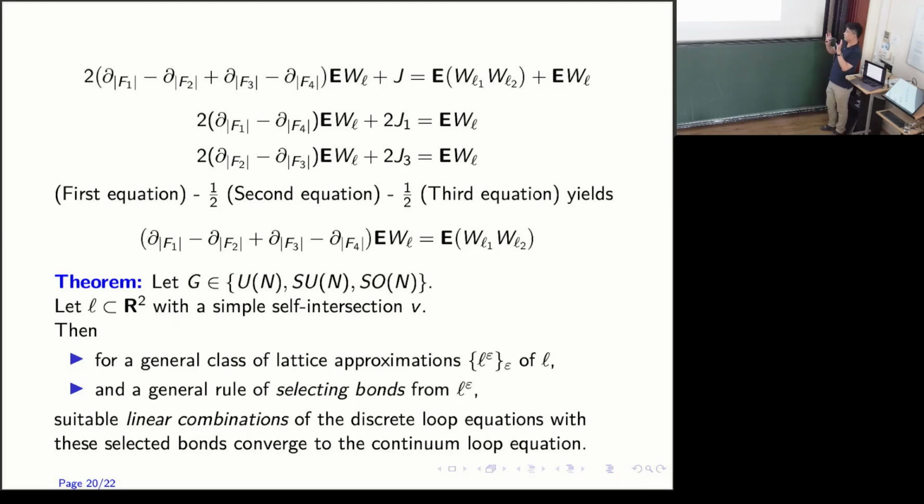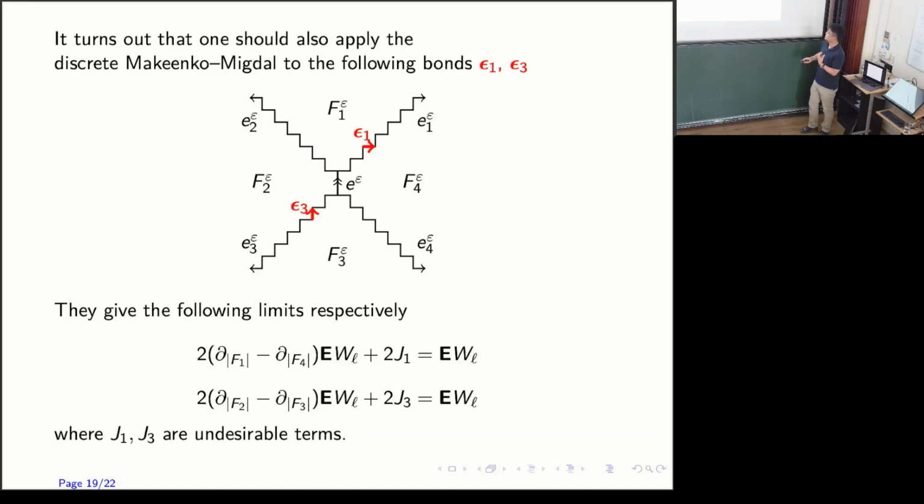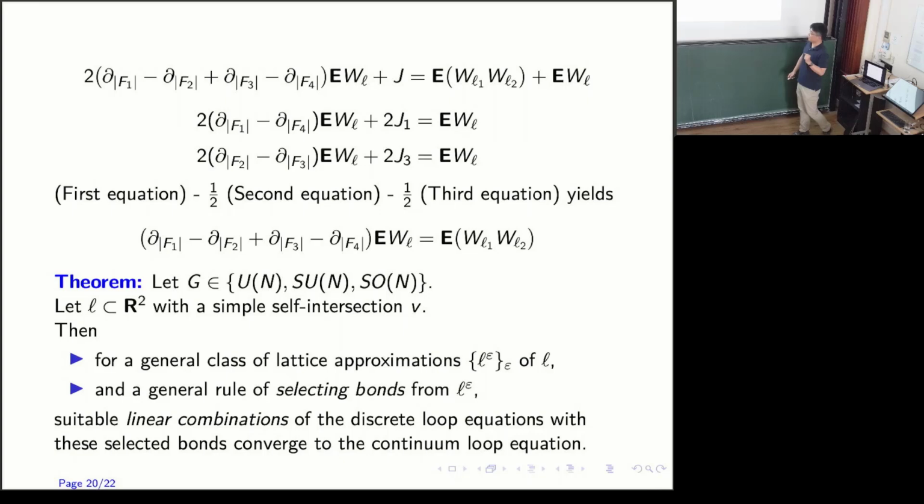Okay, so now what's the formulation of our theorem, right? To answer our earlier question, in what sense do they converge? Basically, suppose L is what we call a self-intersection. Ignore the symbol. Then we can consider a large class of lattice approximations, L epsilon of L. And we also have a general rule of selecting bounds from this discrete loop, right? The rule is that you can choose some bounds from the middle and some bounds outside. There's some rule I'm not going to write down, such that suitable linear combinations of the discrete loop equation with these selected bounds converge to the right continuum limit.